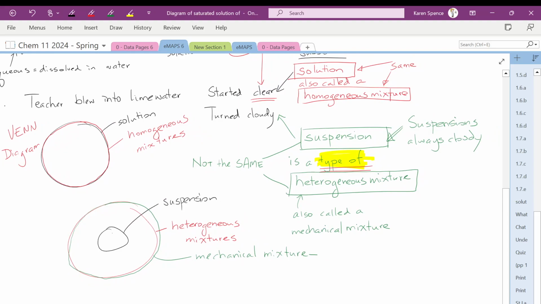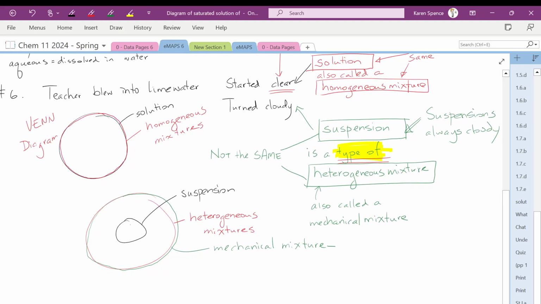There's like 10 different words for the same thing. Right? There's a lot of overlap. Yeah.